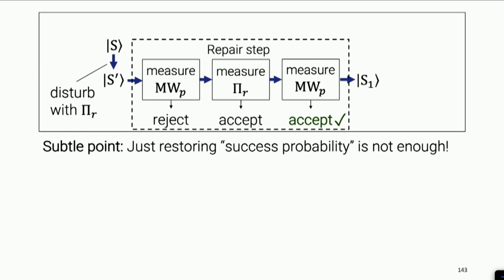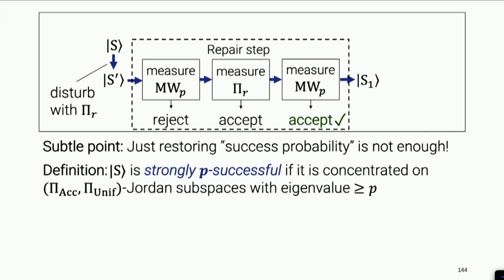Okay, so the subtle point, maybe it's been clear through the discussion of the Jordan subspaces, is that we're not really just trying to restore success probability. It's not going to be sufficient to do that. We need to restore actually being in the support of these Jordan subspaces where the success probability is at least p. So the invariant we're actually going to maintain is that you're strongly p-successful, which is my way of saying you're concentrated, like almost all your weight is concentrated on the eigenspaces where your eigenvalue is at least p.